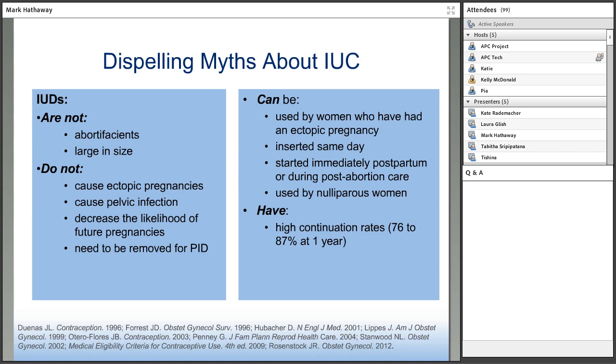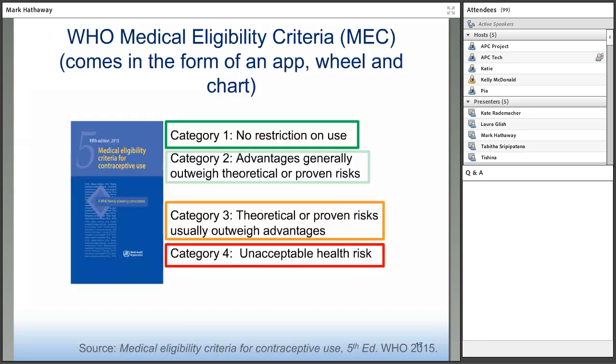Now jumping to the column on the right, they can be used by women who have had an ectopic pregnancy. They can be inserted on the same day, provided you're reasonably certain a woman isn't pregnant. They can be started immediately postpartum or during post-abortion care. They can be used for nulliparous women, or women who have never had a child. They have high continuation rates, 76 to 87% at 1 year.